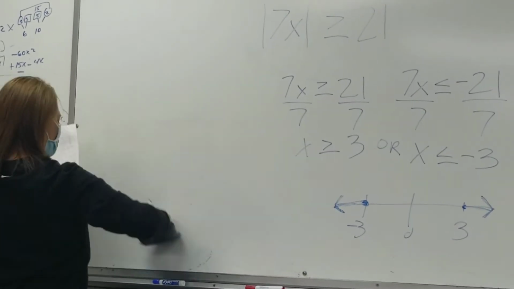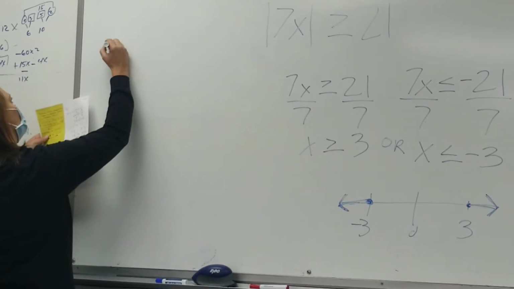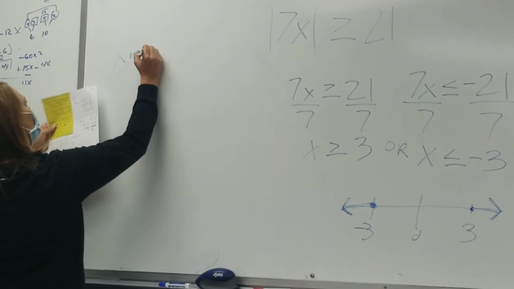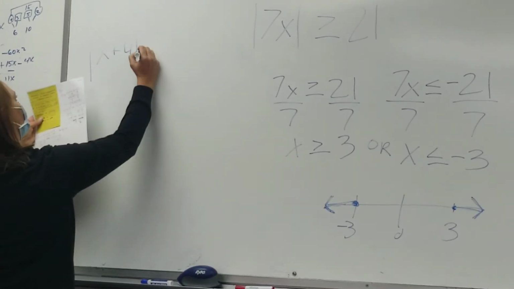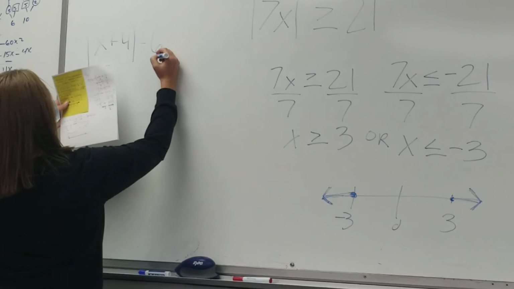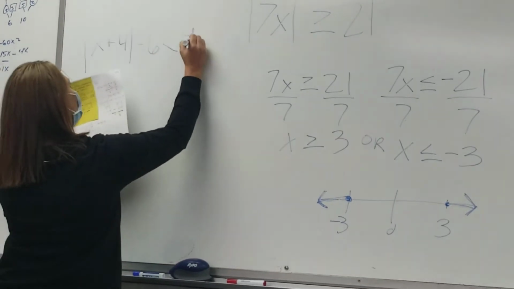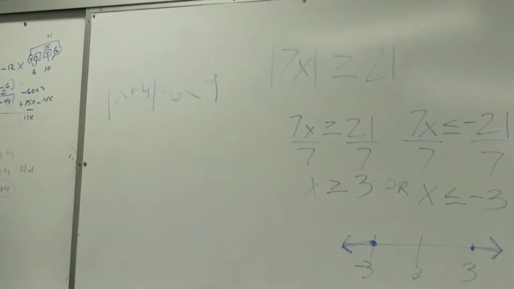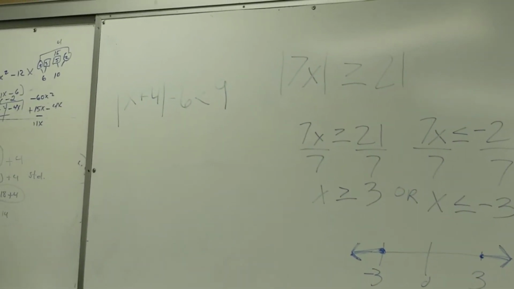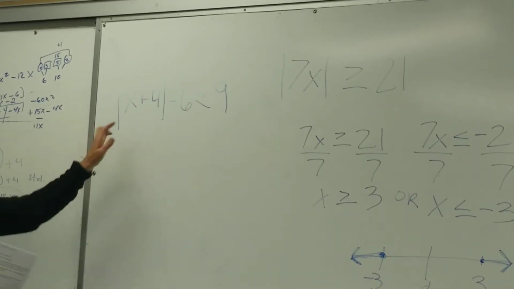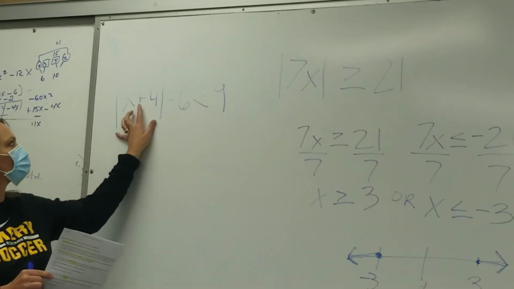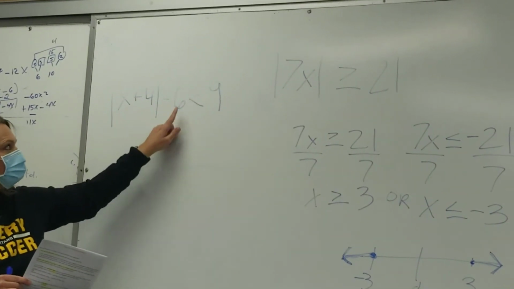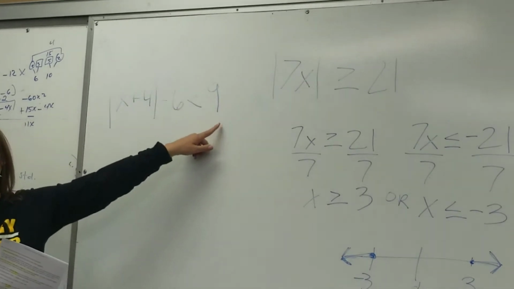Sorry, I want to do one other one before we do that one. Okay. So what do we have to do first? This one is x plus the absolute value of x plus 4, minus 6 is less than 9.